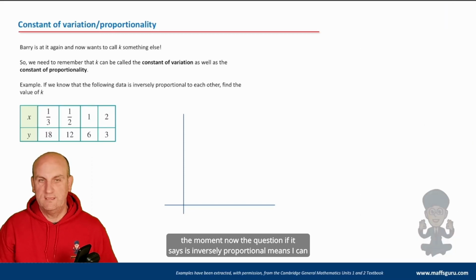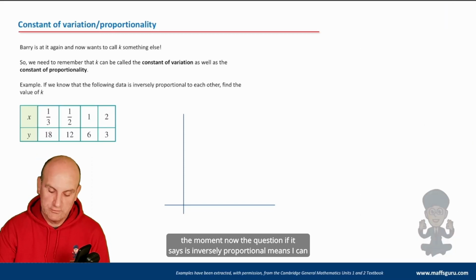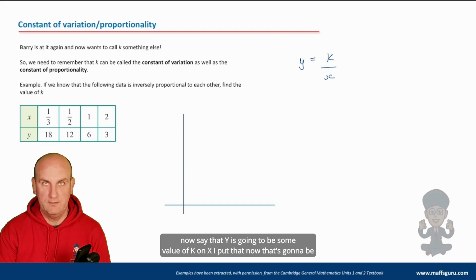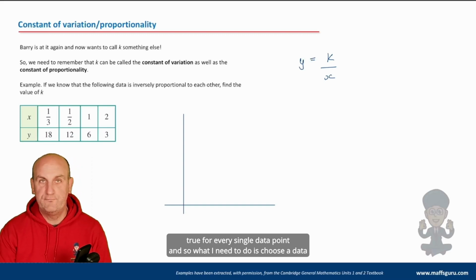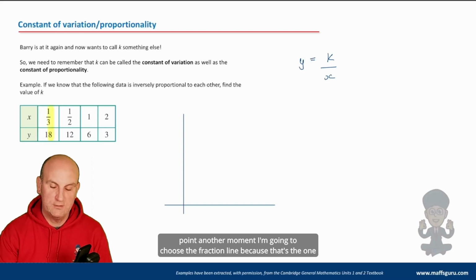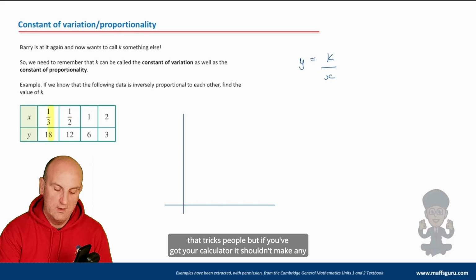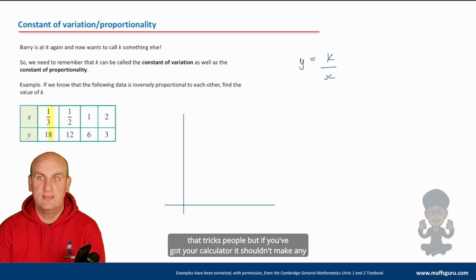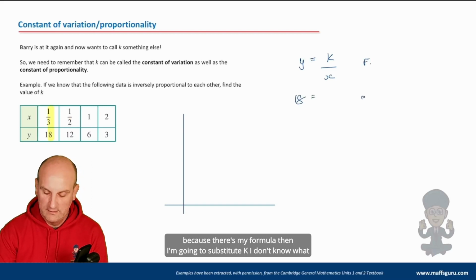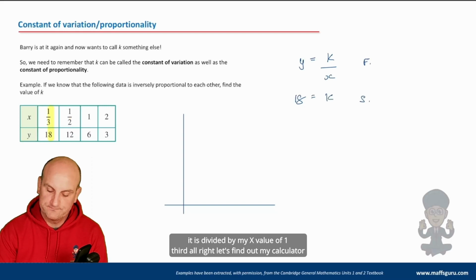Now, the question, if it says is inversely proportional, means I can now say that y is going to be some value of k on x. Happy with that? Now, that's going to be true for every single data point. And so all I need to do is choose a data point. And at the moment, I'm going to choose the fraction one because that's the one that tricks people. But if you've got your calculator, it shouldn't make any difference. Right, so what have we got? Y is 18. So I'm going to substitute 18 equals, because there's my formula. Then I'm going to substitute k, I don't know what it is, divided by my x value of 1/3.